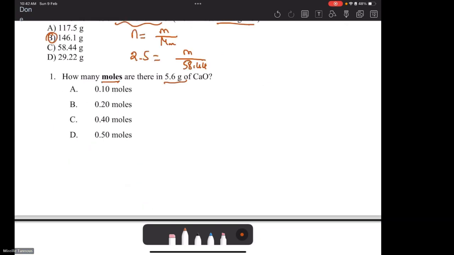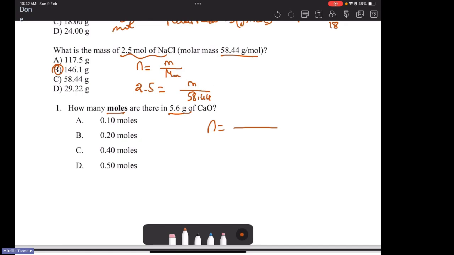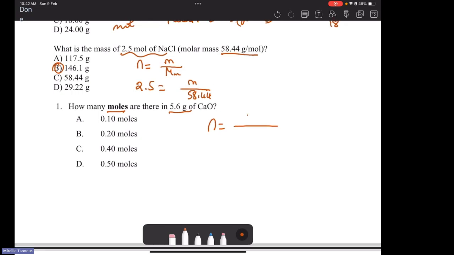Again, how many mole in 5.6 grams? Oh, sorry, this is opposite. So now we need to find mole. We have the gram. I still need the molar mass. So from the periodic table, calcium is 40 and oxygen is 16. So 40 plus 16, that's a 56. So I have a 0.10 mole.